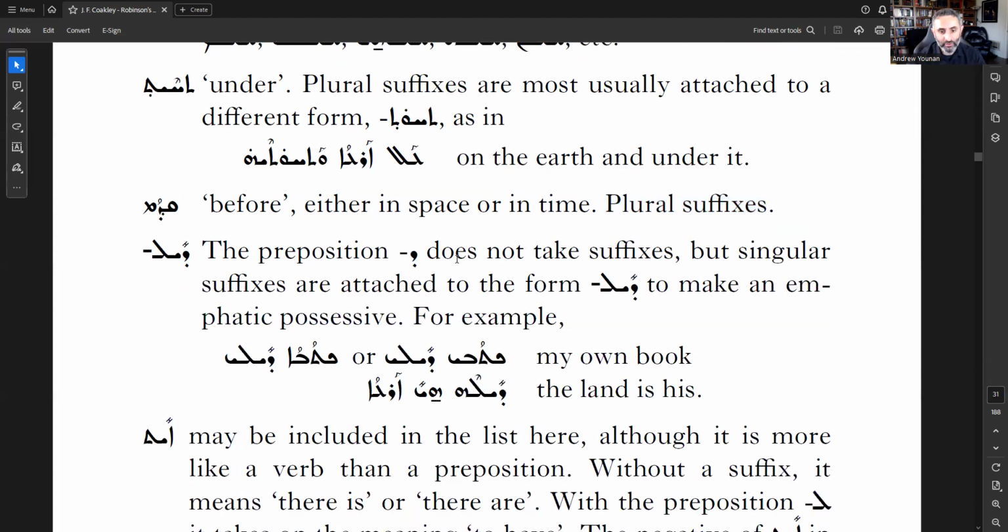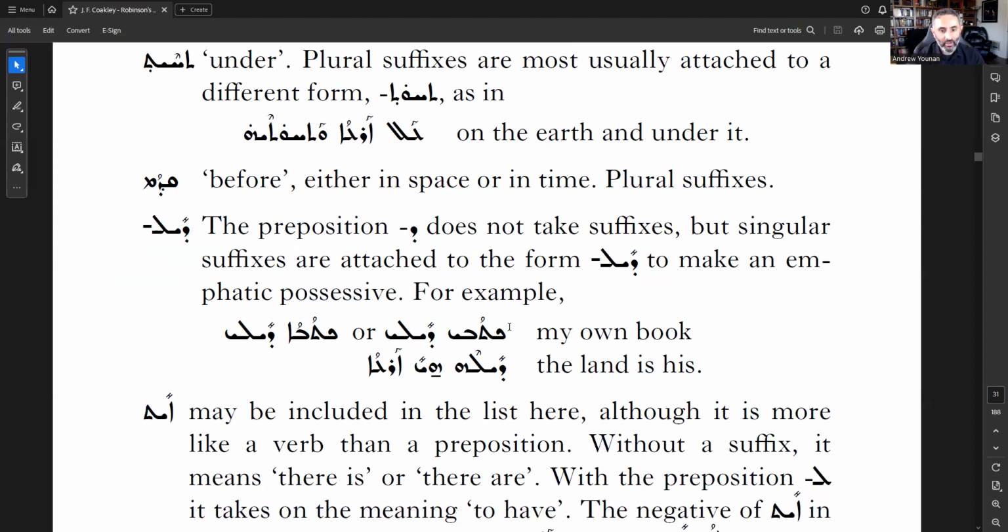Dil, this is interesting. The preposition deleth does not take suffixes. So if you want to say of him, deleth means of. If you want to say of me, you don't say di. You say dili. So it extends the word a little bit. Singular suffixes are attached to the form dil to make an emphatic possessive. Kthawi dili, or kthau dil, my own book. You're really stressing the fact that it's yours. Or kthawa dili. Dilehi ar'a. The land is his. His is the land. Dilehi ar'a. And ar'a is feminine, that's why it's using he.